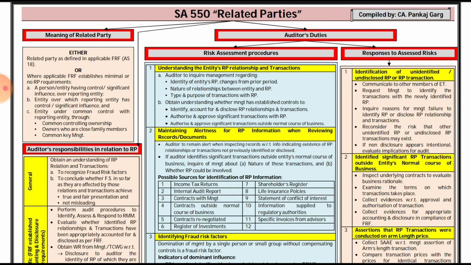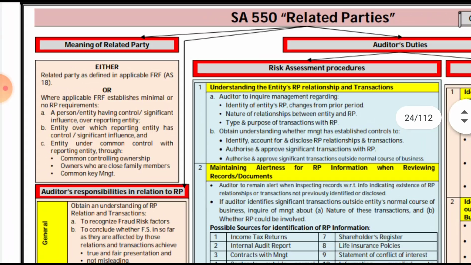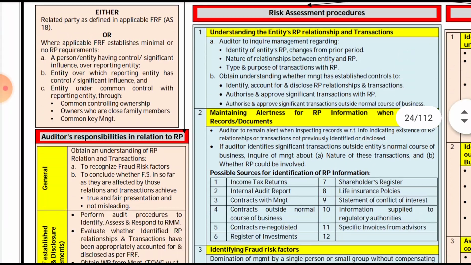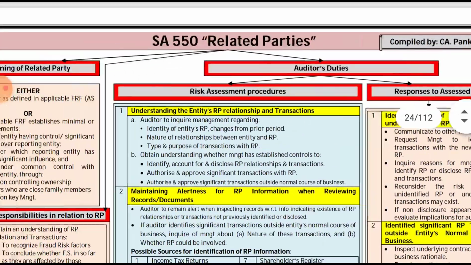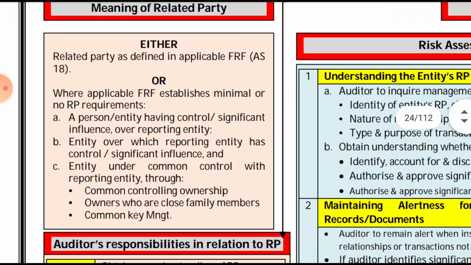Okay, so it's been divided into three parts. First is the meaning of the related party, second is the auditor's responsibility in relation to the related party, and third is the auditor's duty. So we'll first cover the definition, the meaning of the related party.